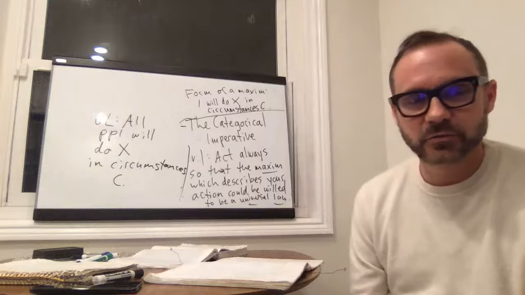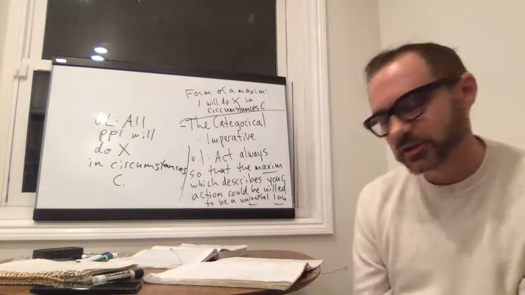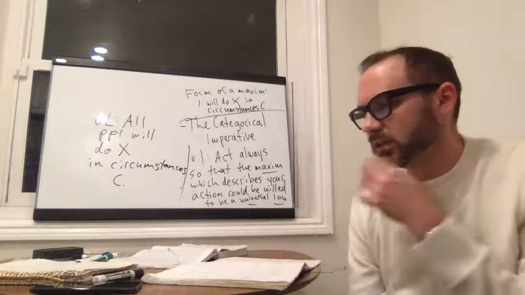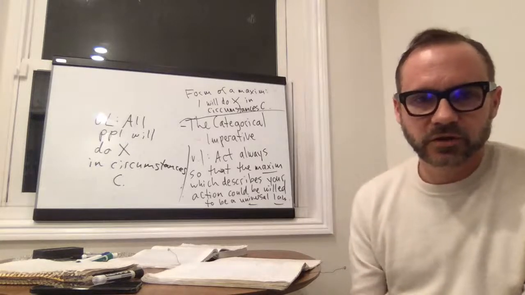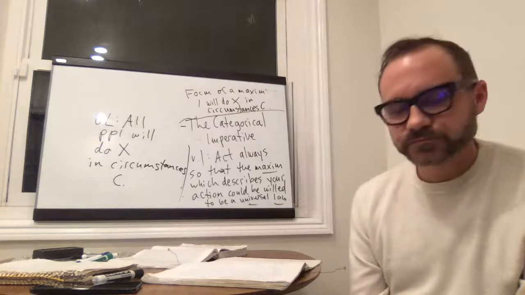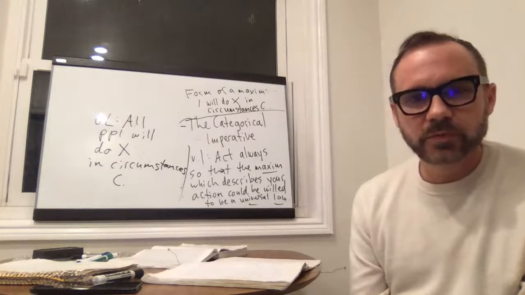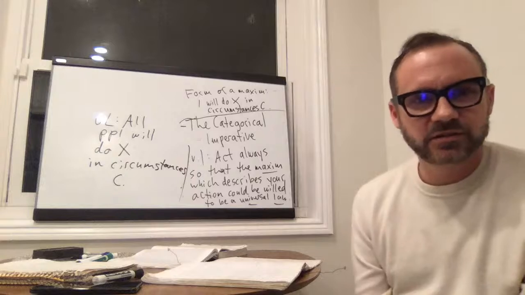Somehow I've got the answers or whatever, and I'm going to cheat to get the legal certification. My maxim then is like, I will cheat on the bar exam when I want to get my law degree. Now, if that was a universal law, it would be that all people who take the bar exam will cheat to get their law degree.